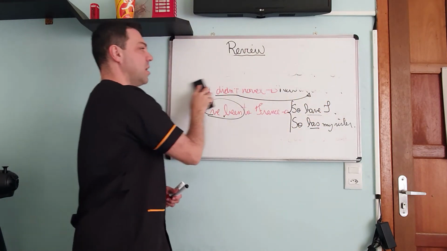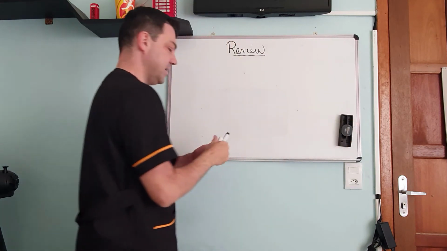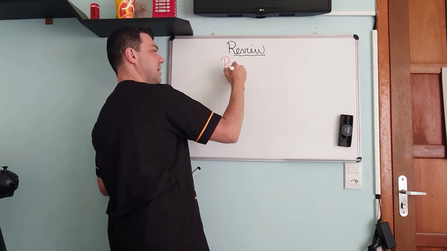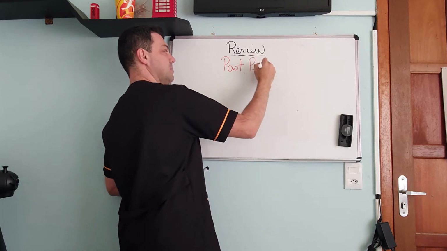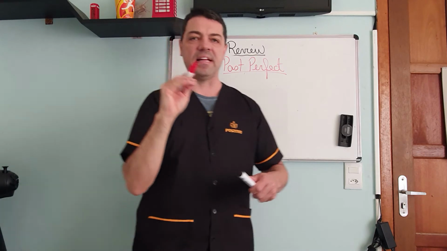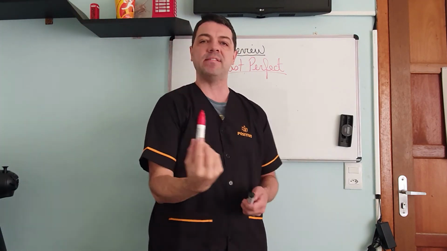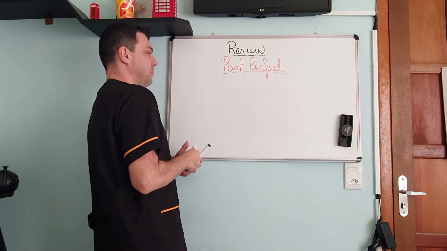Let's go to the other topic. And our next topic is something that's very simple because we have the past perfect. When can I use past perfect? When I talk about something that is past before another past action. Take a look at this example.